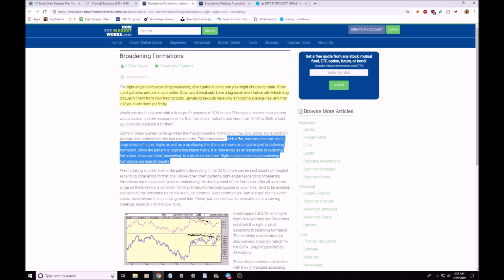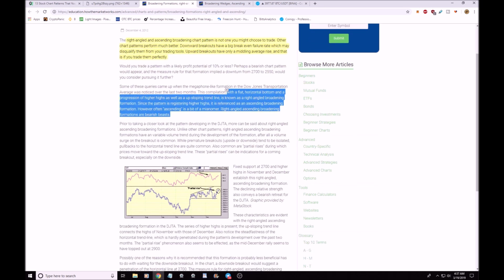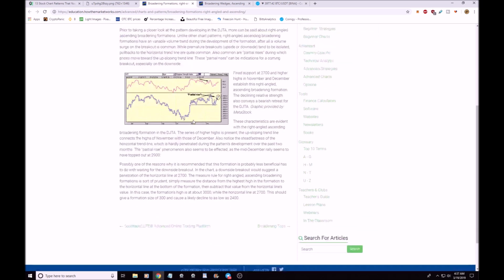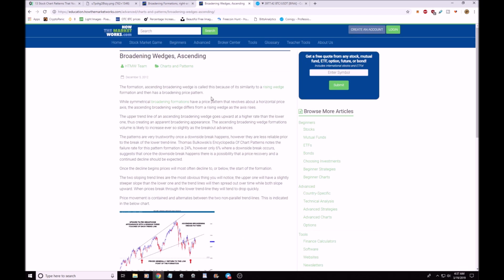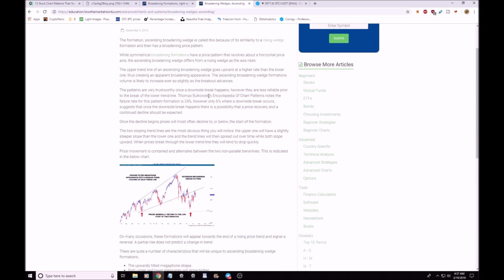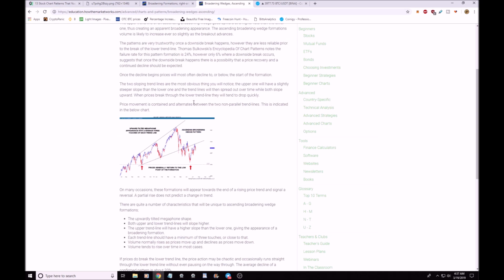So if you have a flat horizontal bottom and a progression of higher highs, as you can see right here, it's called an ascending broadening wedge, but it's basically a misnomer because these are bearish patterns, and wherever you have that horizontal line, it's potentially going to break in that direction. Okay, with triangles, with these broadening wedges, again, these are difficult to trade, but you need to know them. Now, this is an ascending broadening wedge, similar to a rising wedge, plays out the same. So just think about the rising wedges when you think about these ascending broadening wedges, or the descending would play out to the upside.